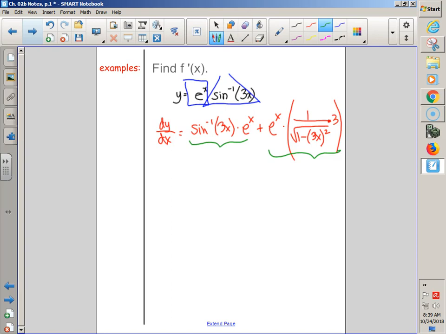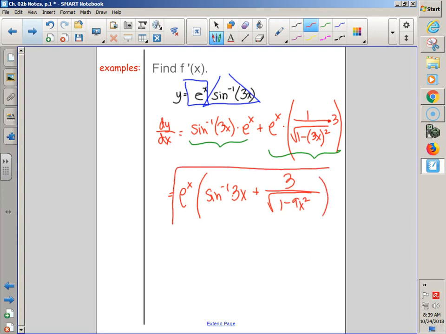Anything in common? The e to the x. This one is not going to make a huge difference. I bet you guys would see that even later. But we have sine inverse of 3x plus. Now I do need to warn just a few of you. This is the end of the road. We're done.